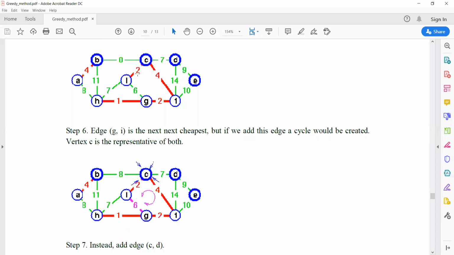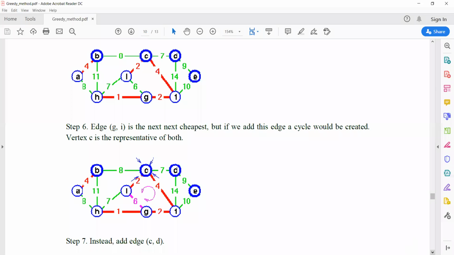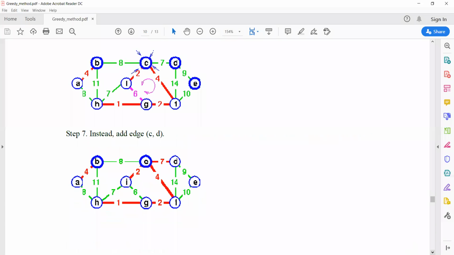If I have a minimum cost of C, then that is from G to I. So G to I is a 6, but if you connect it, then a cycle forms. So you are not allowed. Then the 7. If you connect 7, that is also a cycle. So 6 and 7 are not allowed to connect. Okay, but this 7 is allowed because these do not form a cycle.